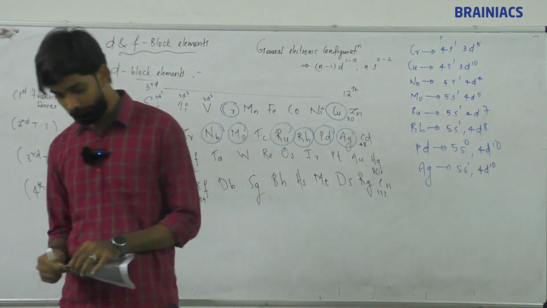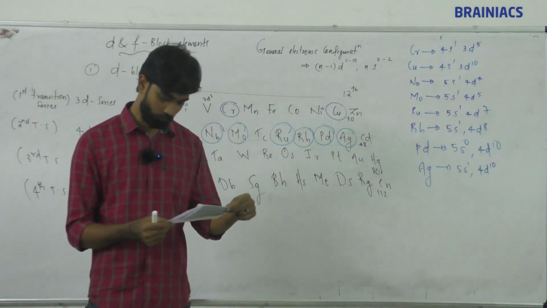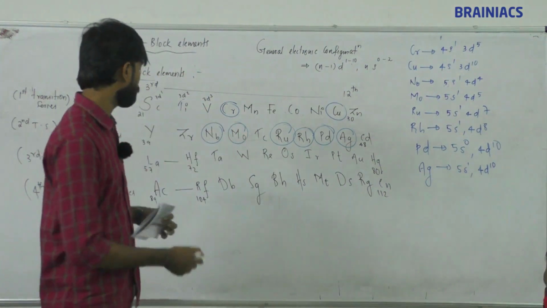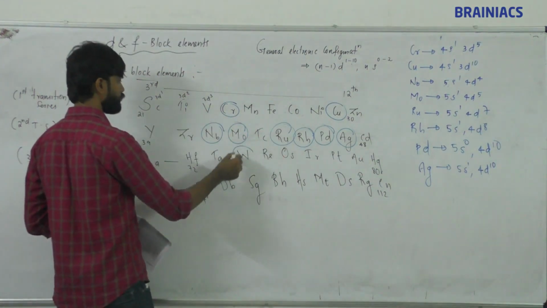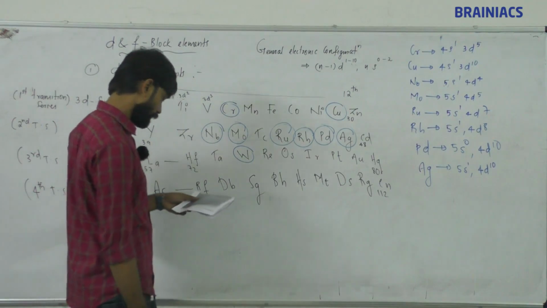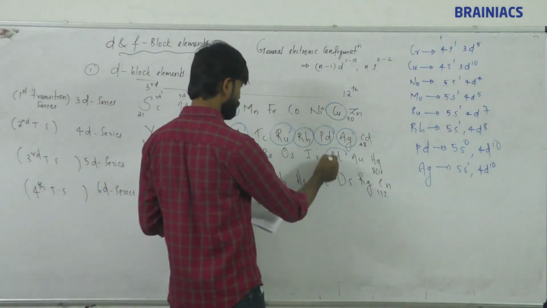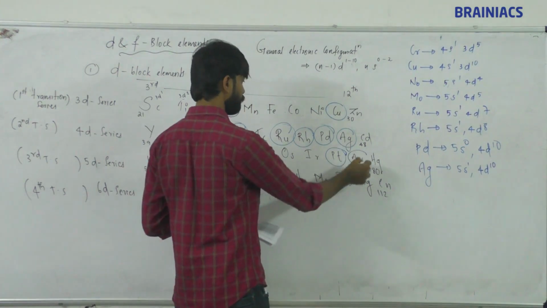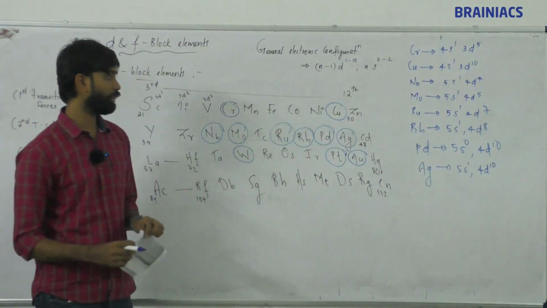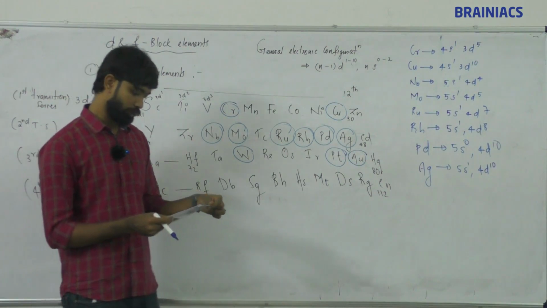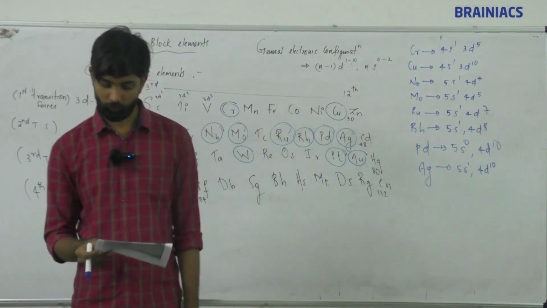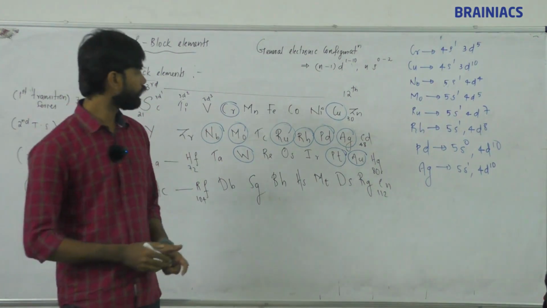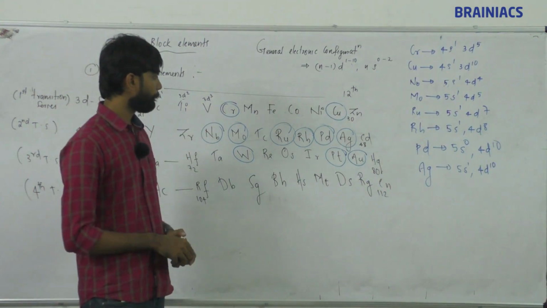The next exception, in the 5d series, is for tungsten, platinum and gold. Listen, actually the change is only for platinum. Okay, sorry.